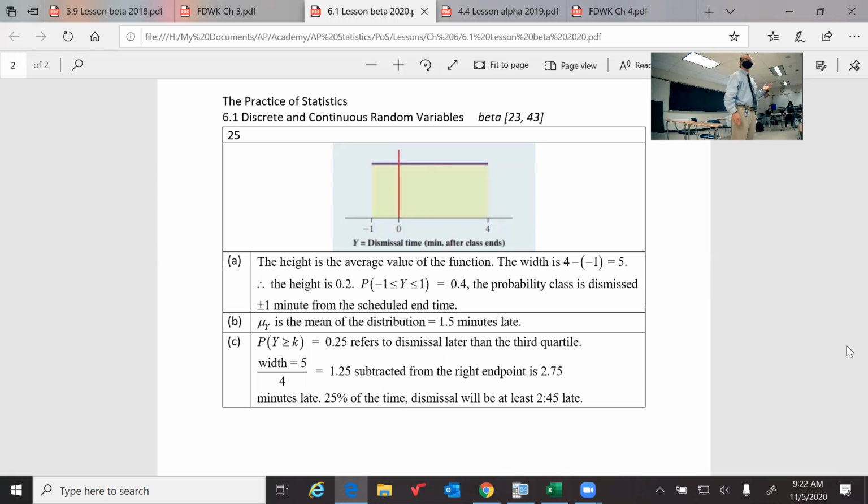Has to be 2/10. Then what? How much is between -1 and 1? Which means the class got dismissed a minute early to a minute late, somewhere in that interval. You do not have to worry about what happens if they got dismissed right on the minute. The line has no dimension. The width of this thing is 2, from -1 to 1. 2 out of what? Well, the whole thing's 5. That's 40% of the graph. 40% of the time, the class will be dismissed within 1 minute of the scheduled time.